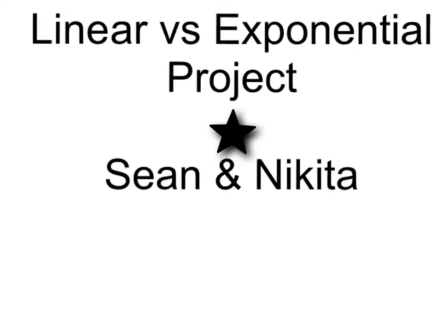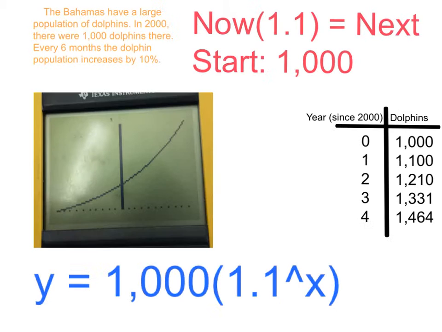This is our exponential versus linear project. The Bahamas have a large population of dolphins. In 2000, there were 1,000 dolphins there. Every 6 months, the dolphin population increases by 10%. So the explicit rule is y equals 1,000 times 1.1 to the x power.